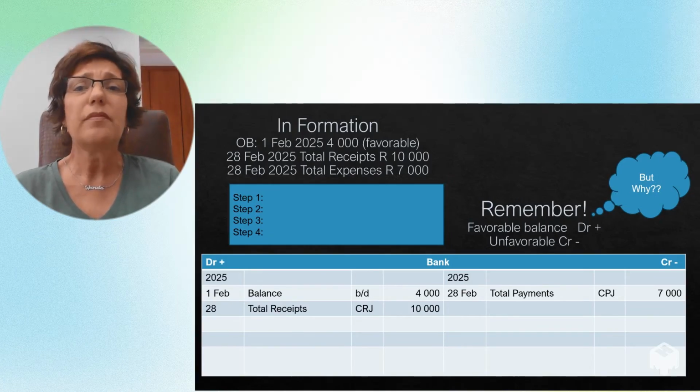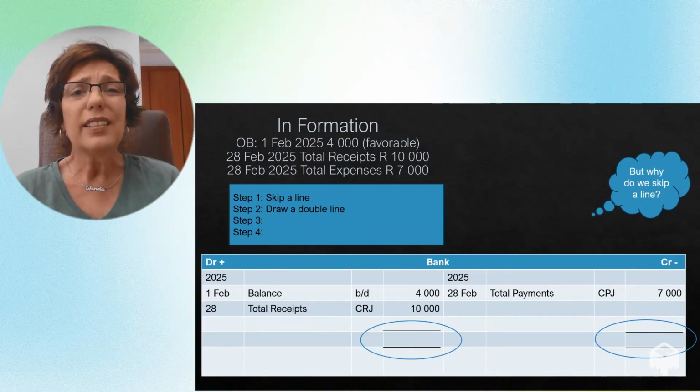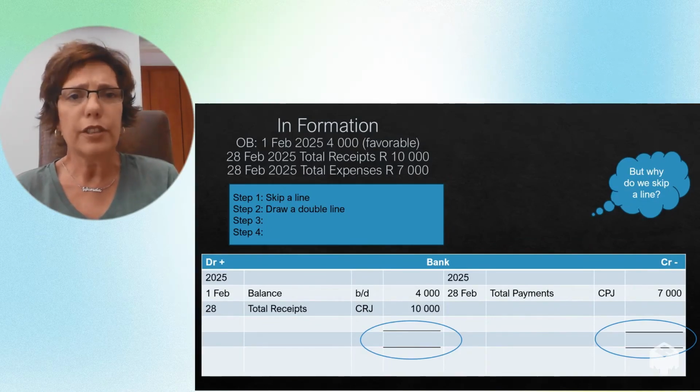Okay. And you also have to remember the general rule is that assets increase on the debit and decrease on the credit. So you have to know those rules. So let's look at the first two steps. Skip a line, draw a block.